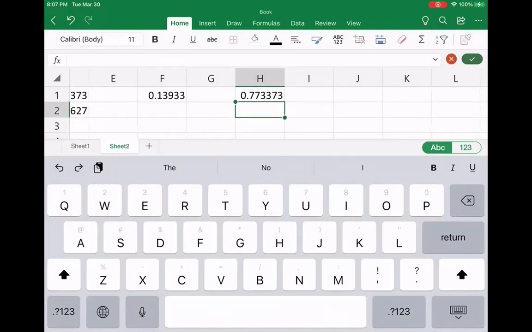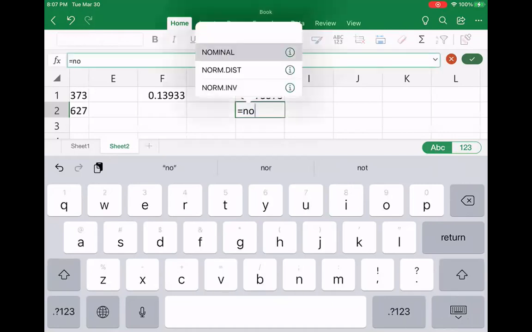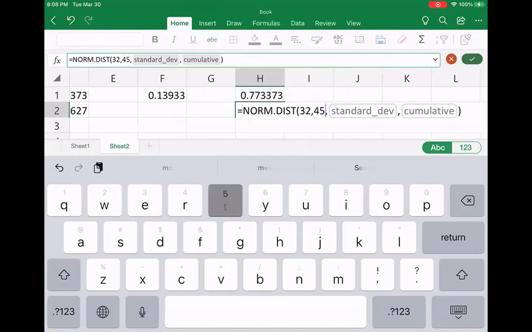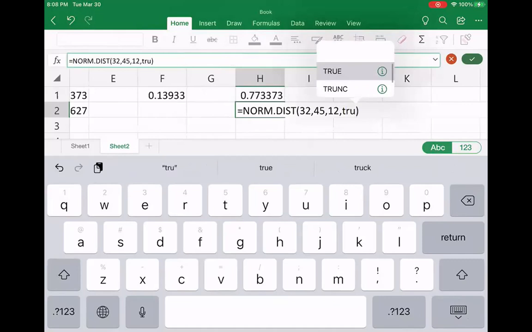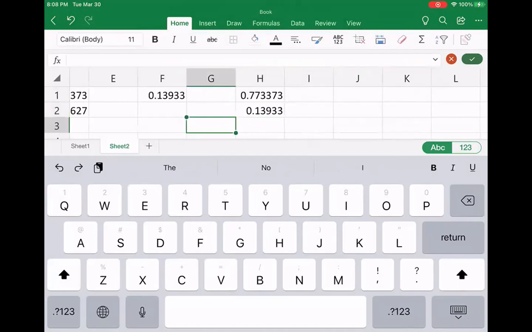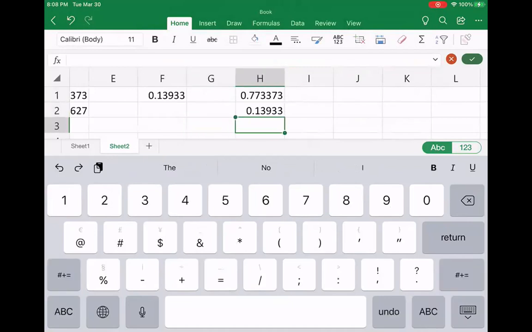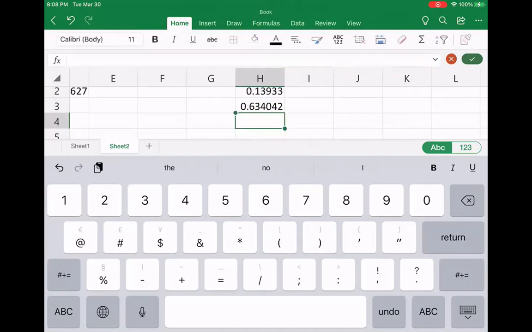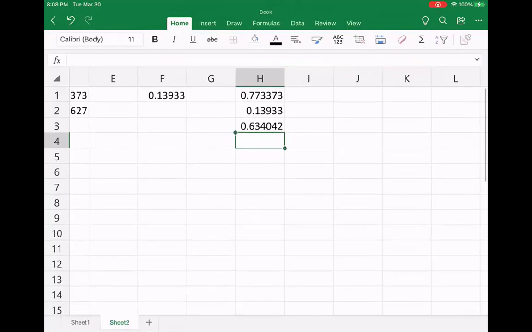The other one was 32. I'm going to calculate that while I'm here too. Norm.dist, 32, 45, 12, true, again. I get this. The final answer is I subtract those two values. That's the final answer: 0.6340.